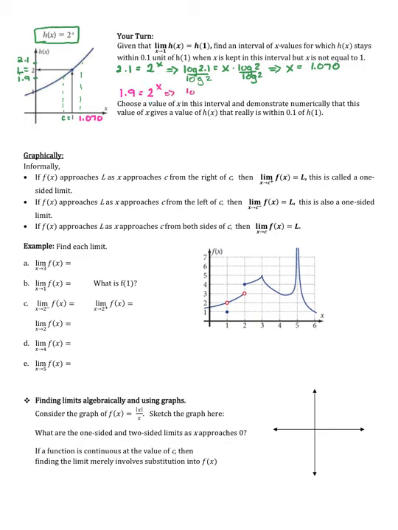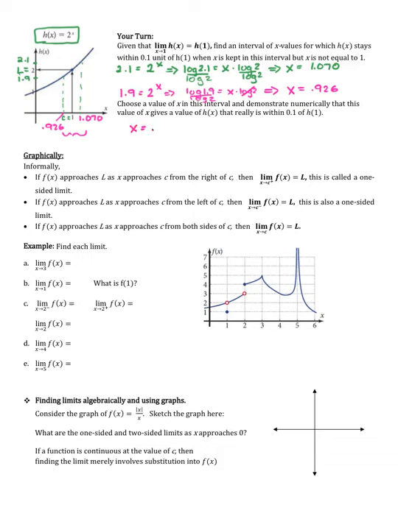So this will give me log of 1.9 equals x times log 2. And then we're going to divide by log 2 so that we get x equals 0.926. And here is the interval that will keep the input that keeps my output within 0.1 of my limit.